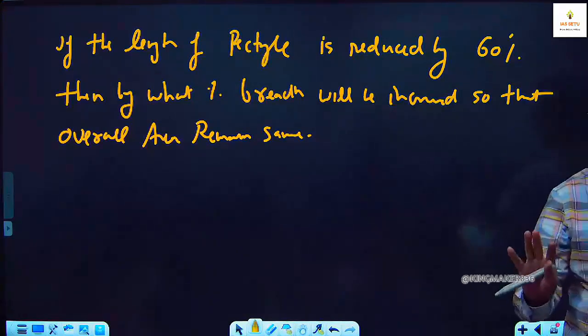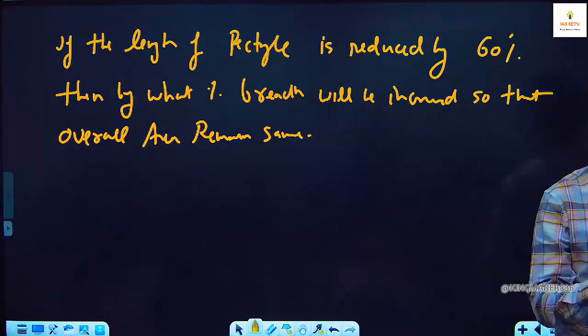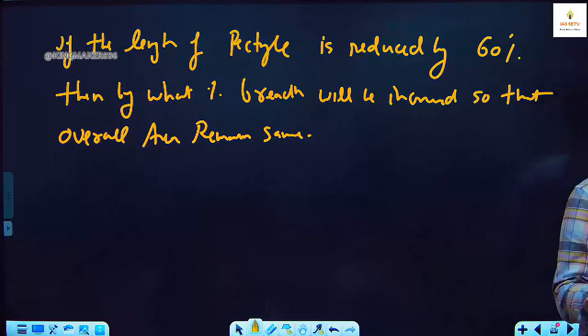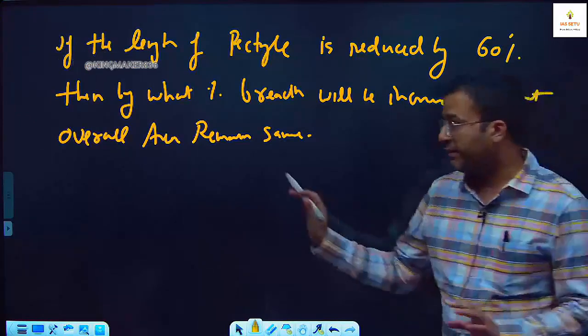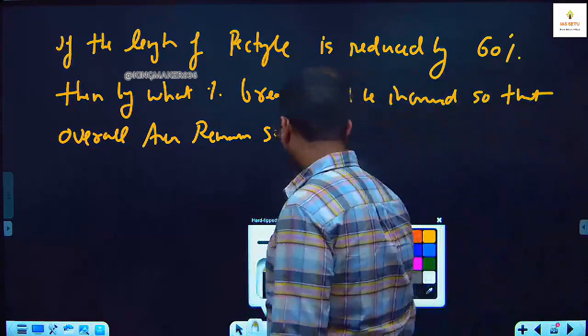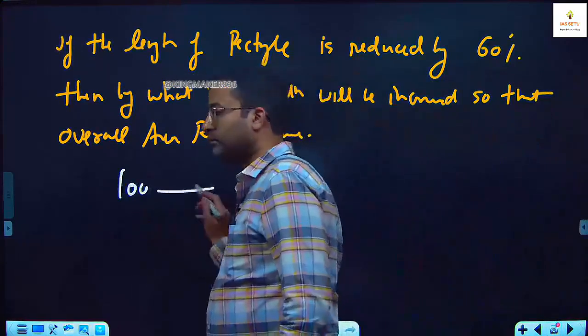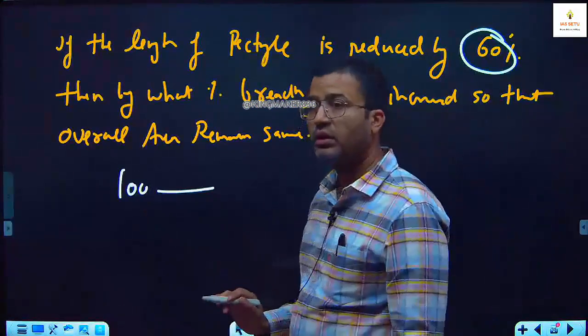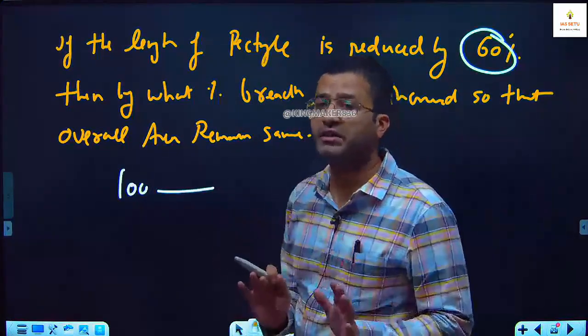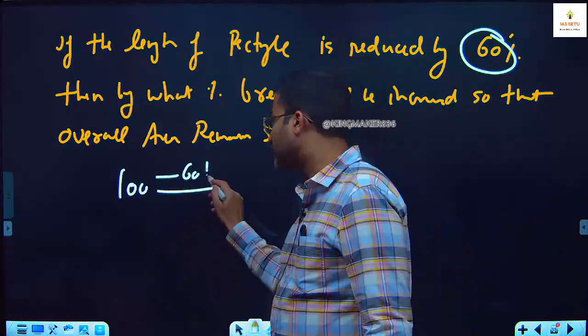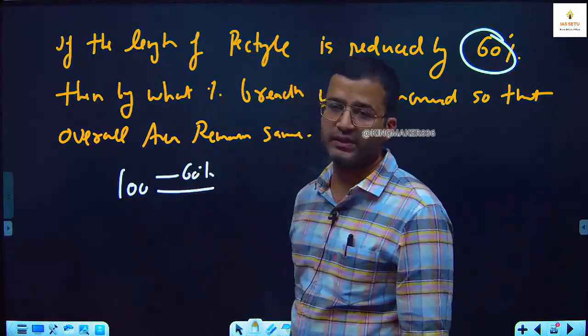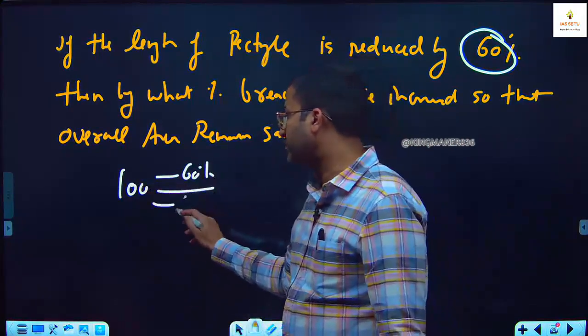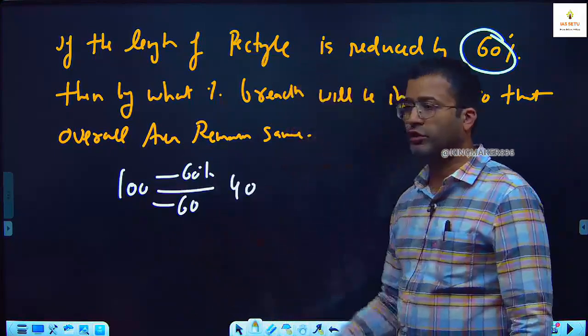If you get 3 by 2, okay. अगर आपका fraction answer आ रहा है 3 by 2, that is okay. I repeat, what you have to do, 100. What is the reduction? 60%. You use the value which is given in the question. Reduction means minus, increase means plus. So 60% of 100 is 60, so your value is 40.